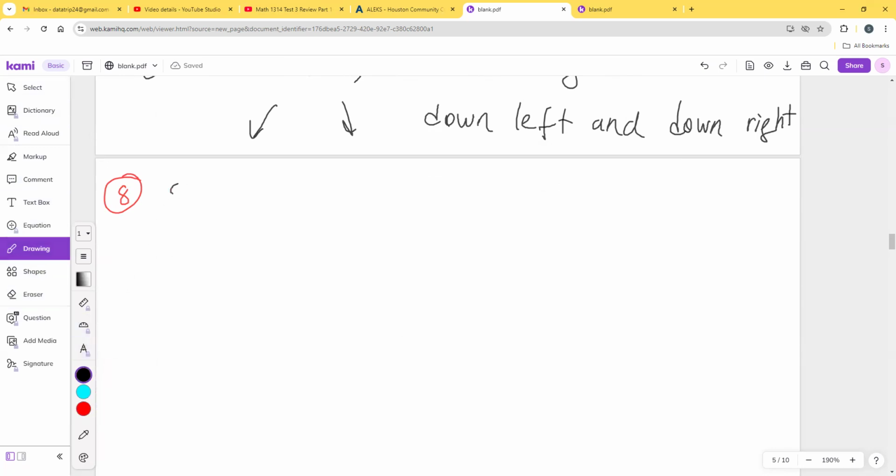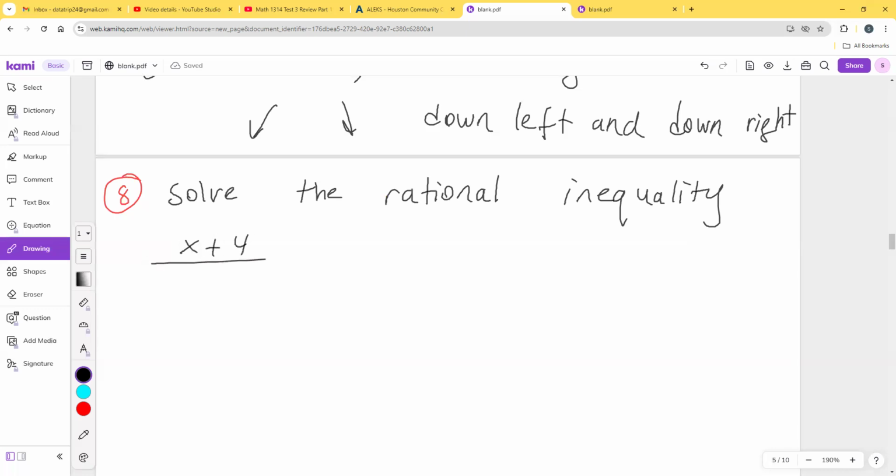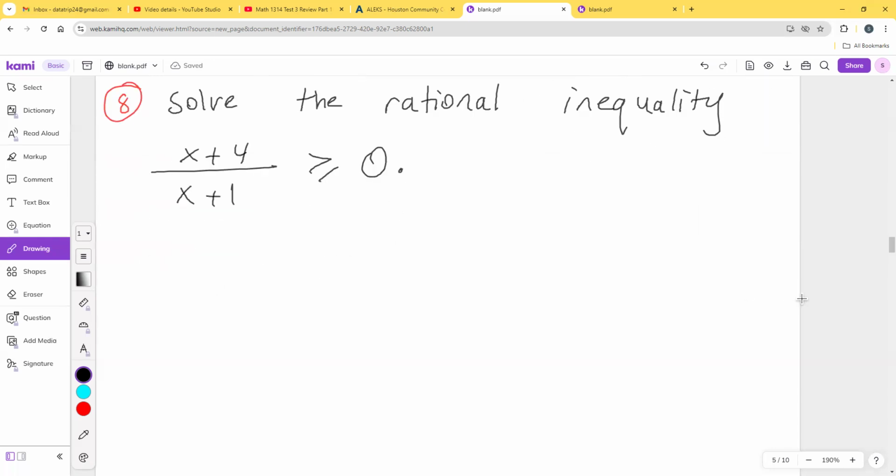It'll say, solve the rational inequality, and what we need to solve is (x plus 4) over (x plus 1) is greater than or equal to 0. So we want to solve this rational inequality, which is (x plus 4) over (x plus 1) is greater than or equal to 0.